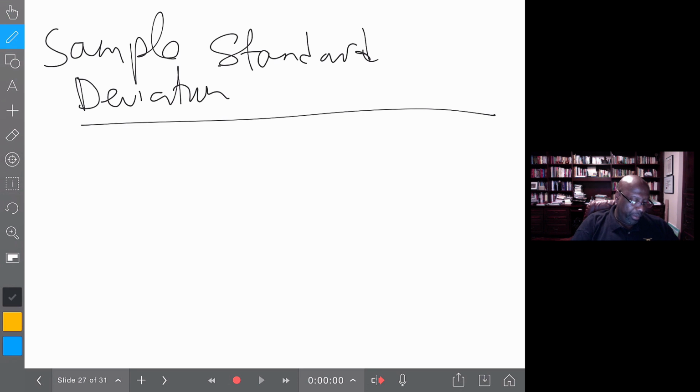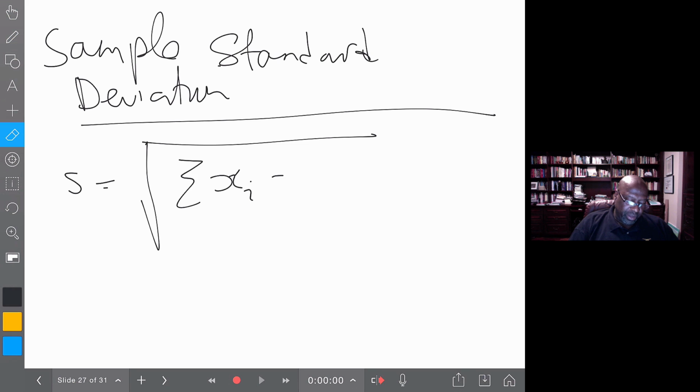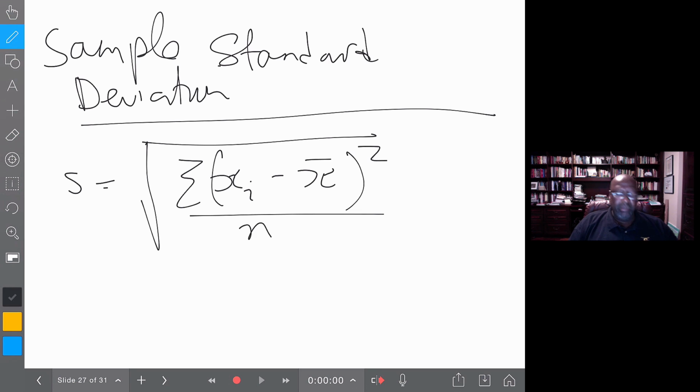So when we don't have the population, we denote it by S. S is the square root of the sum of xi minus x bar, squared. So that's where the difference comes in. Notice that instead of mu, I now have a sample mean instead of a population mean. And I do exactly the same thing. I square it to make sure that the negative sign doesn't influence it. But instead of dividing by n, we divide by n minus 1.